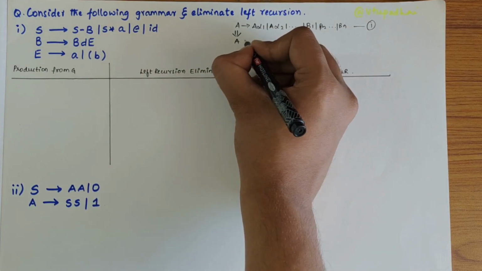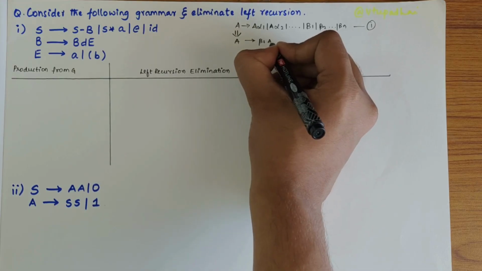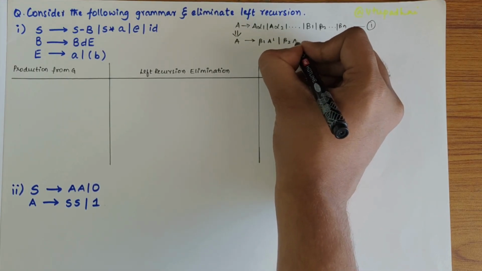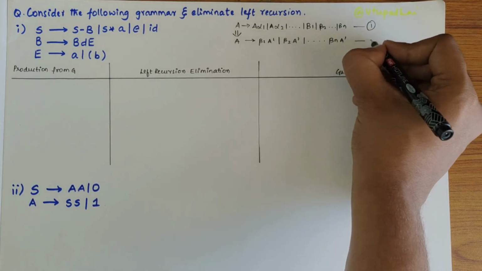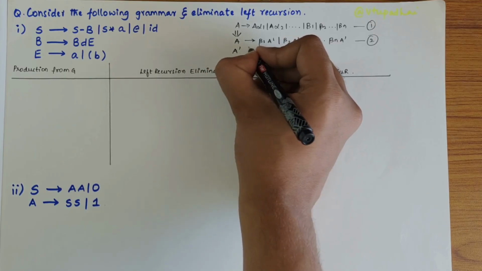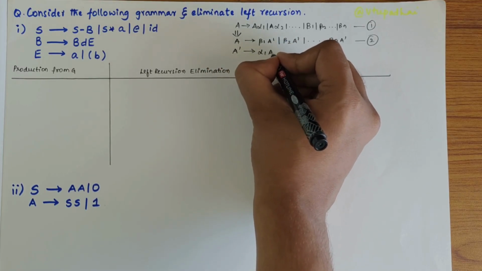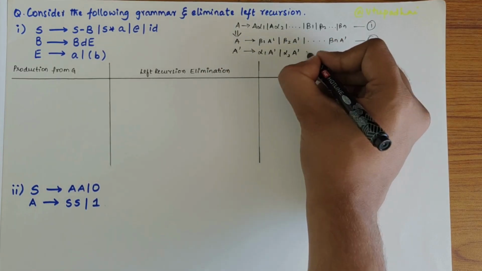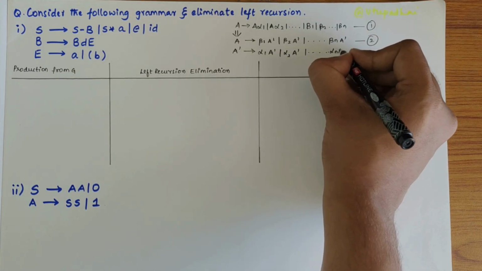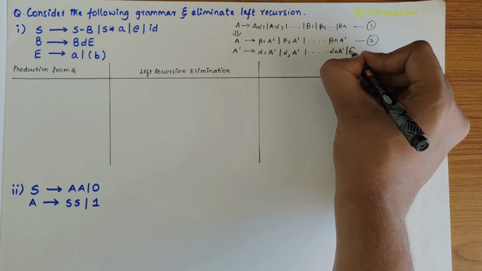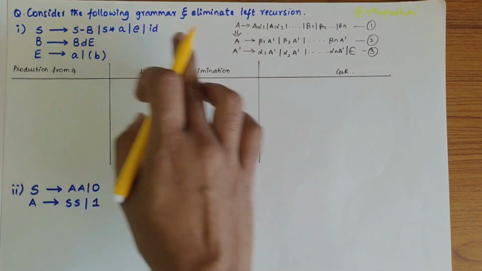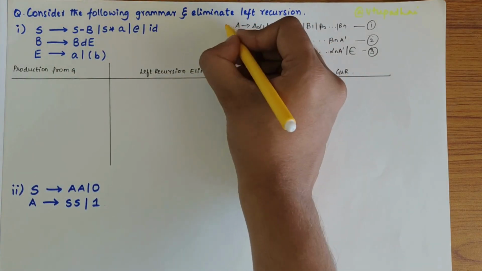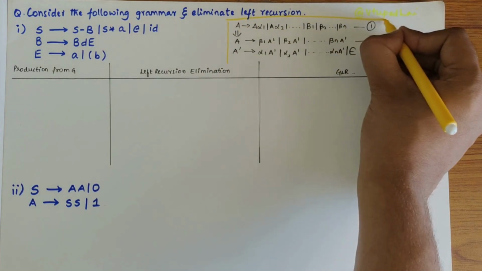For that, we'll write A derives beta 1 A dash, beta 2 A dash, and so on till beta n A dash. So this is our second equation, and our third equation is A dash derives alpha 1 A dash, alpha 2 A dash, so on till alpha n A dash. Along with that, we write epsilon here. So this is our third equation. Our main aim is to consider all these productions and convert them into this form, if there is left recursion in any of the productions.